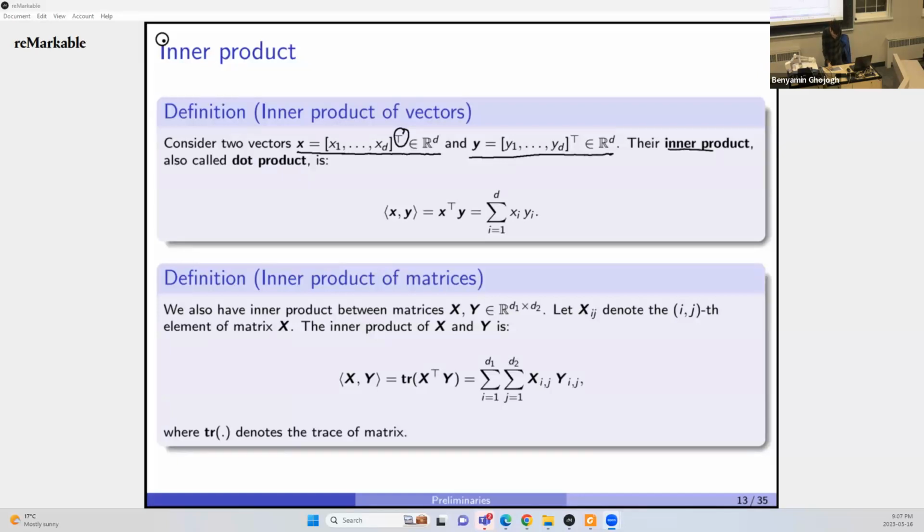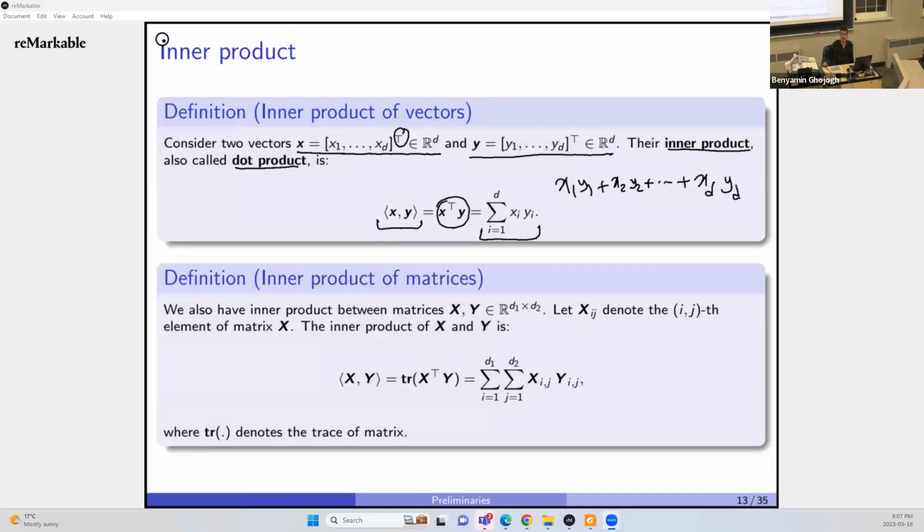The inner product, also called dot product, is defined as this. We can either say x transpose y or y transpose x, equivalent. And we can denote it by this. It's just saying that x1 y1 plus x2 y2 plus until xd yd. You can write it in the summation form. This is inner product. Easy. That was inner product between vectors.